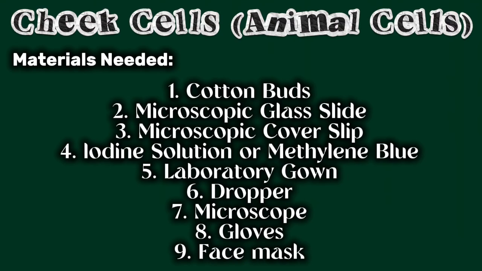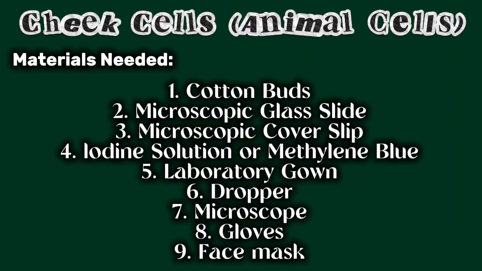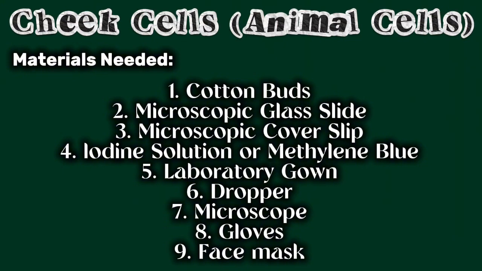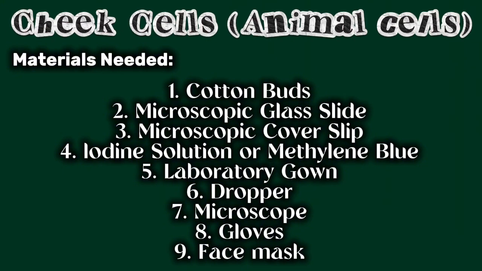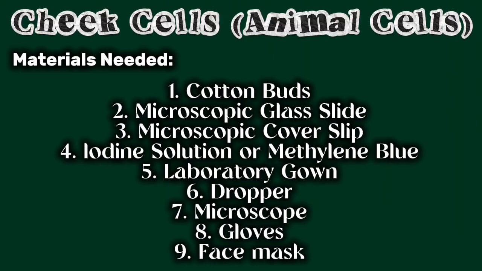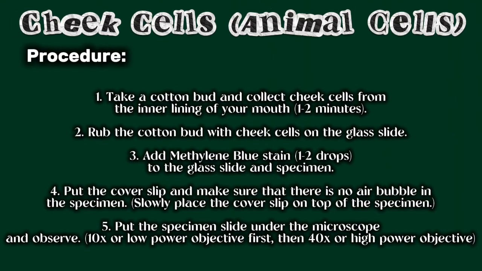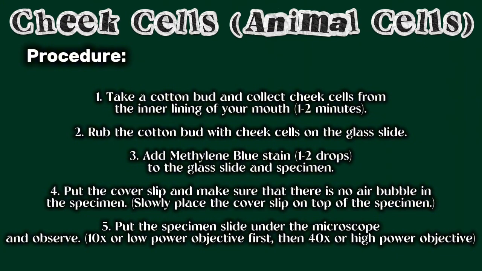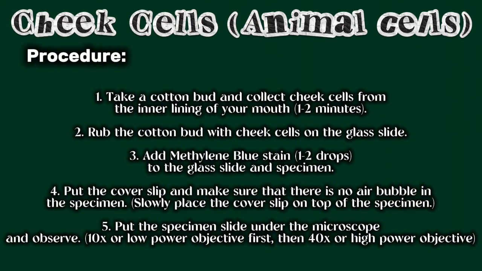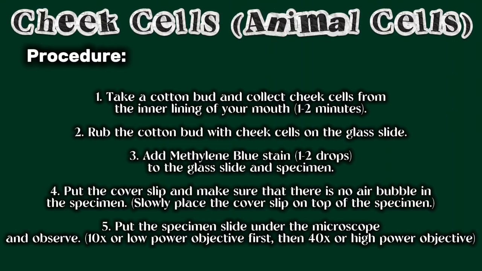The materials needed for this experiment include cotton buds, microscopic glass slide, microscopic cover slip, iodine solution or methylene blue, laboratory gown, dropper, microscope, gloves, and face mask. For the procedure, take a cotton bud and collect cheek cells from the inner lining of your mouth for 1 to 2 minutes. Rub the cotton bud with cheek cells on the glass slide.